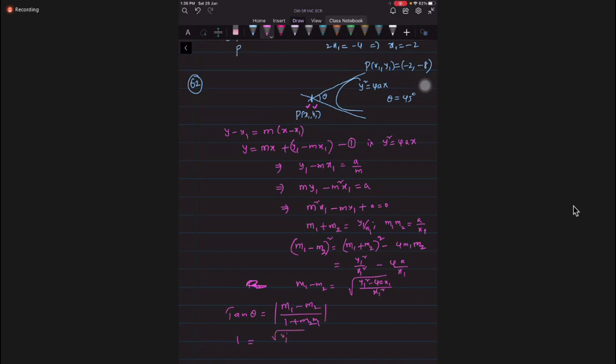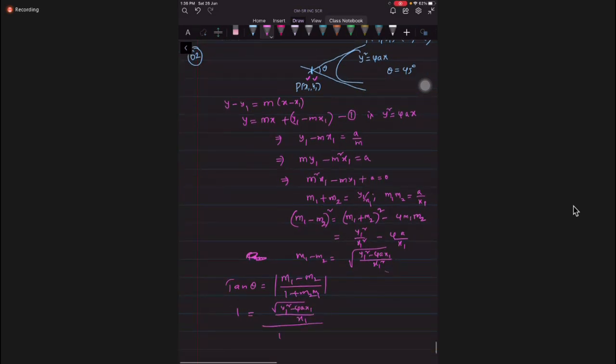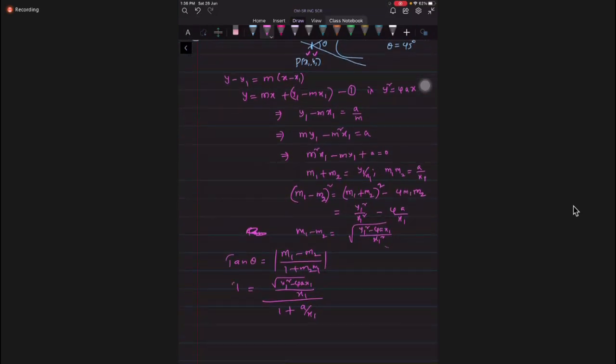Root of y1 square minus 4a x1 by x1. Okay? All of you, divided by 1 plus m1 plus a m2, by x1. What is m1 m2? a by x1. Students, all of you fine? Yes, sir. So I'll take tan theta only here because I'll give one derivation. You please remember this answer.